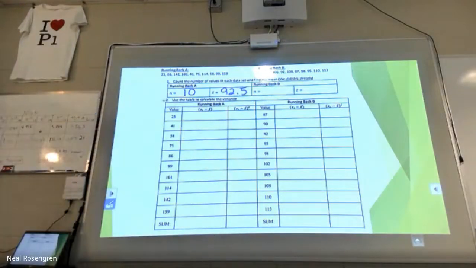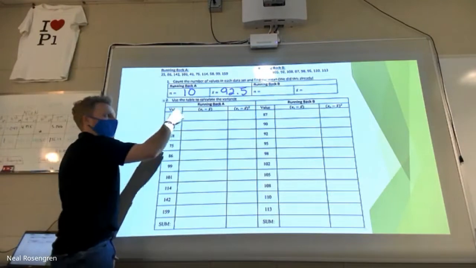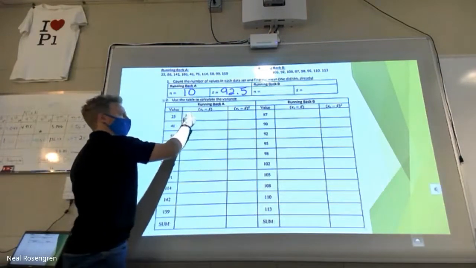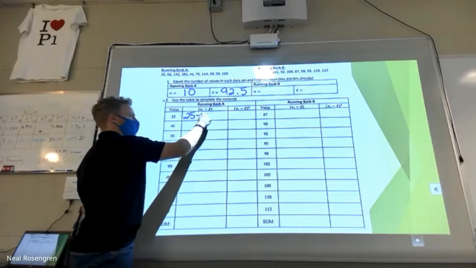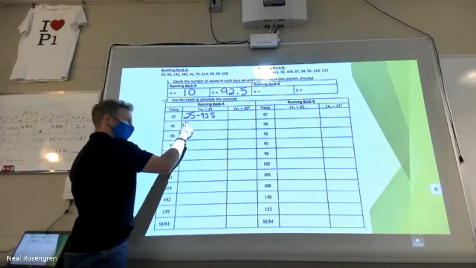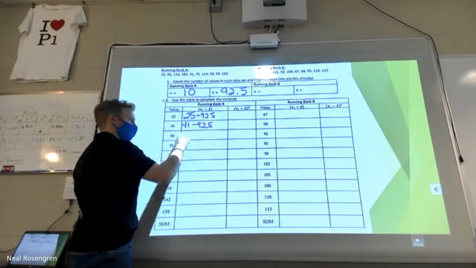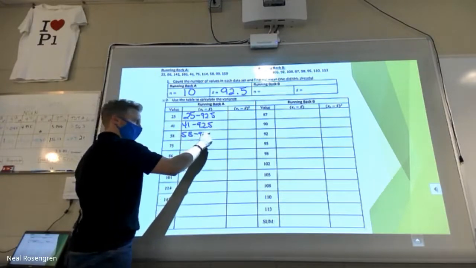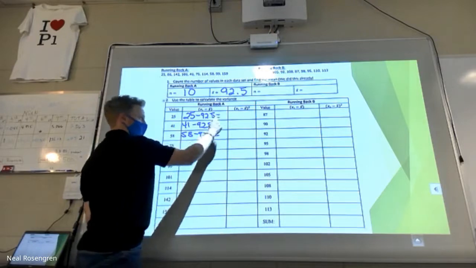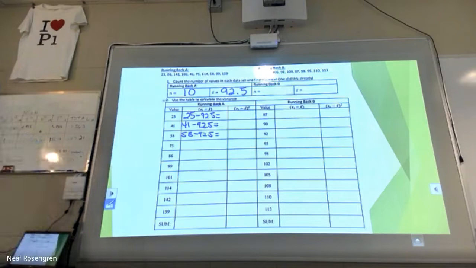I like it. Now, here's where the calculator is going to have to do all of this work for us. I'm going to rely on somebody who wants to knock some of these out on their calculator. What we're going to have to do is subtract the mean from each of your numbers. We're going to do 25 minus 92.5. We're going to do 41 minus 92.5. We're going to do 58 minus 92.5, all the way down, and we're going to see what we get. I'm going to stop writing it so you get the sense. I don't have to keep writing it over and over again. Just take the number, subtract.